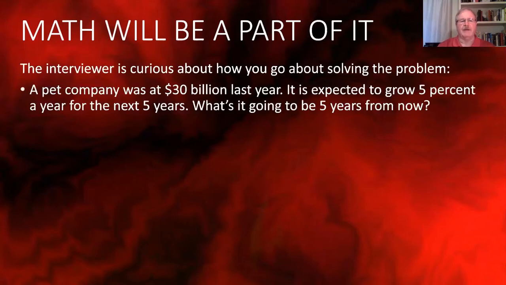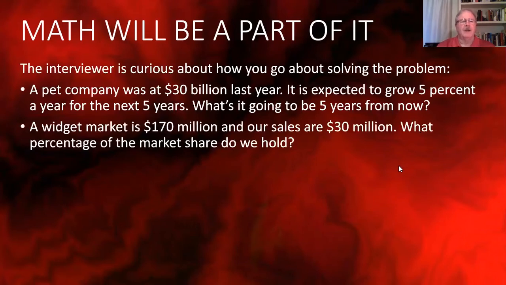So let's say they present you with this. A pet company was at 30 billion last year. It is expected to grow 5% a year for the next 5 years. What's it going to be 5 years from now? You have to think through that. The widget market is 170 million and our sales are 30 million. What percentage of the market share do we hold?